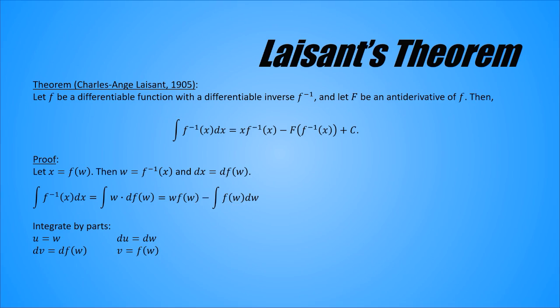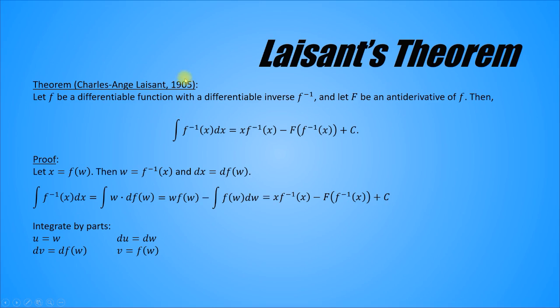Now, the change of variable has served its purpose, so I can go back to x. I'll do that here. So w is f inverse of x, and f of w is x. And this here is the antiderivative of f of w. So the antiderivative of little f is capital F, and w is f inverse of x. And here's the constant of integration. And that's it. That's the proof.